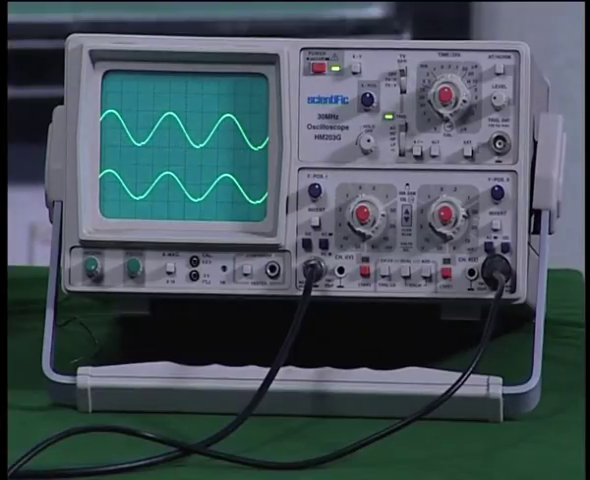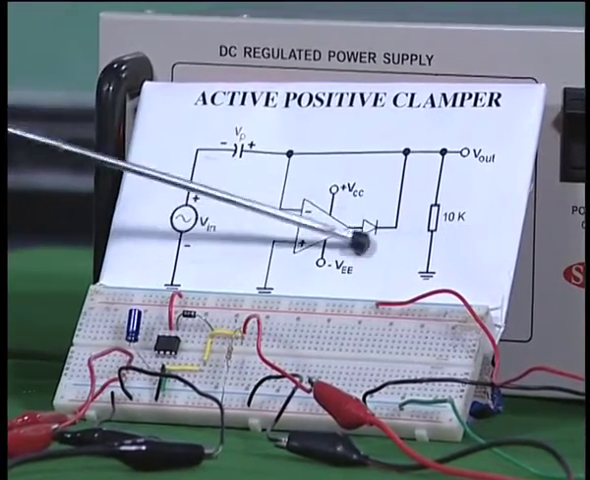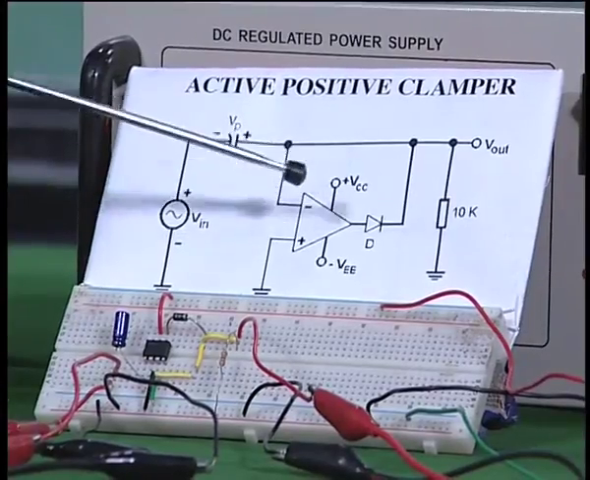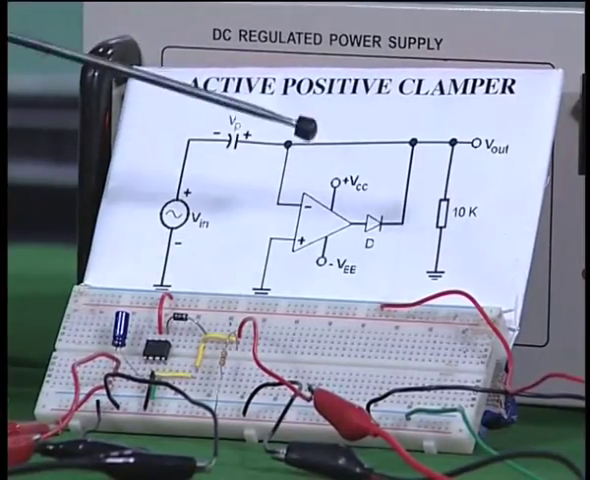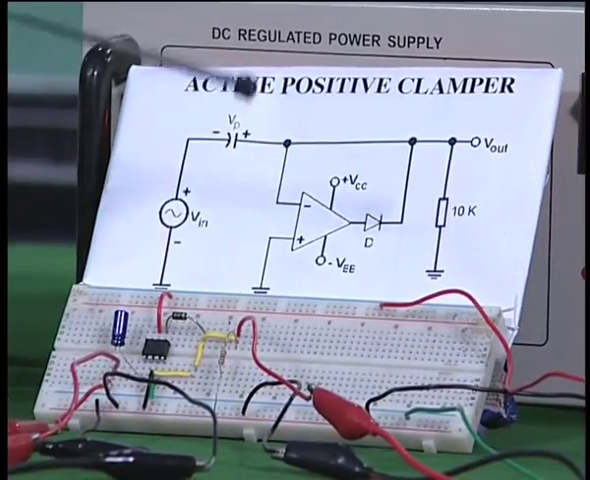Now, if I want a negative clamping, all that I have to do in the circuit is invert the diode here, and then you will get a negative clamping. That means the whole signal will move to the negative side. The clamping will be done with reference to 0, and the peak will be on the negative side.